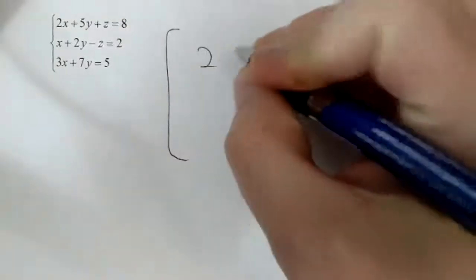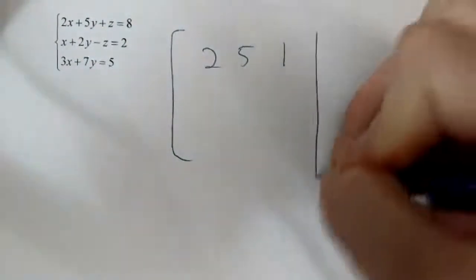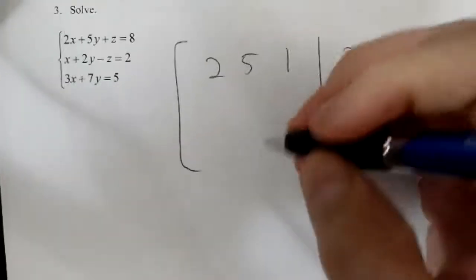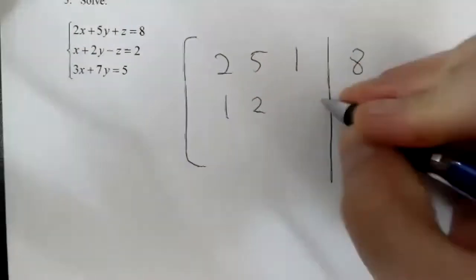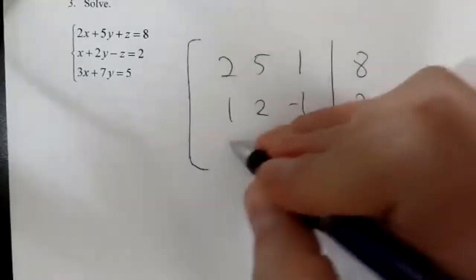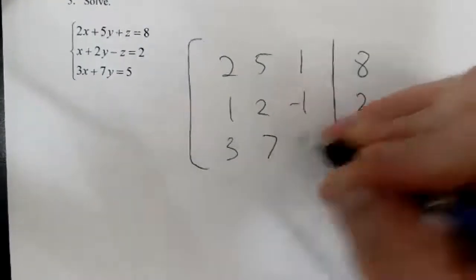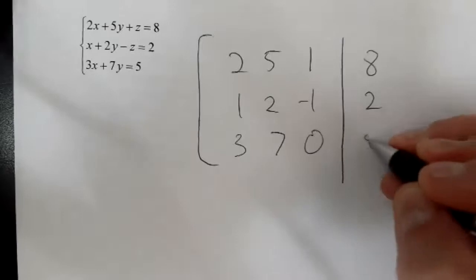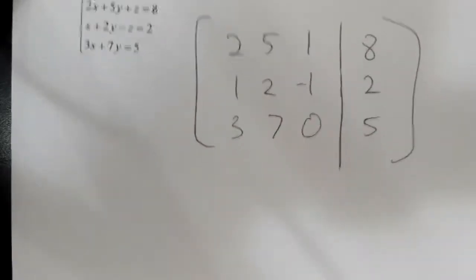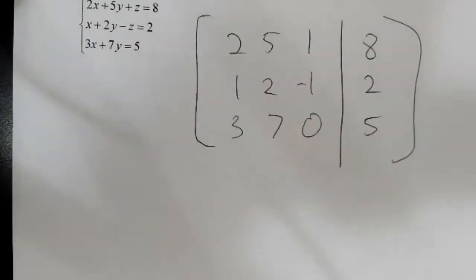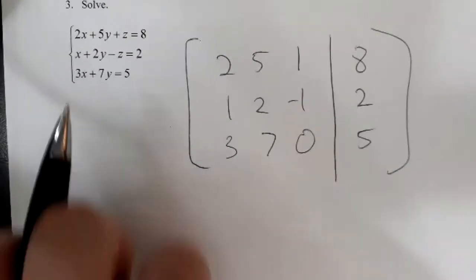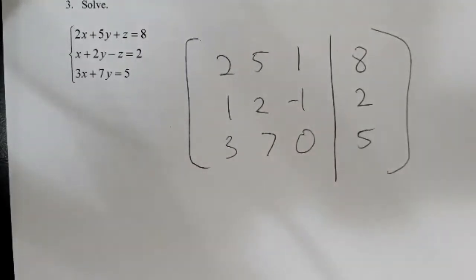But what I personally expect is to plug this thing into a matrix. I want to see the matrix that you plugged in. So 2, 5, 1, 1, 2, minus 1, 2, 3, 7. Oh, there's no z's. That might be a little bit of a doozy. But we can plug in those zeros if we don't see the variable. And so this is what your matrix should look like from these equations. So I want to see this work if you're doing something.